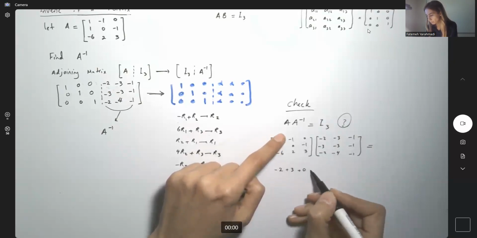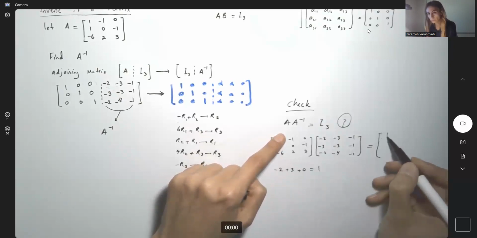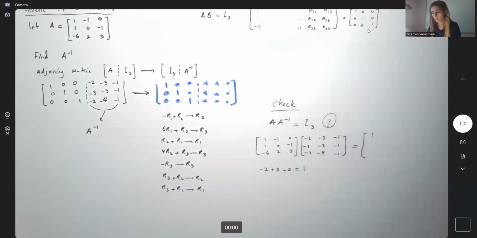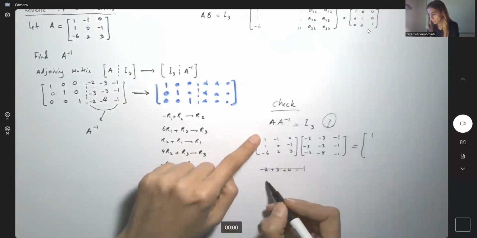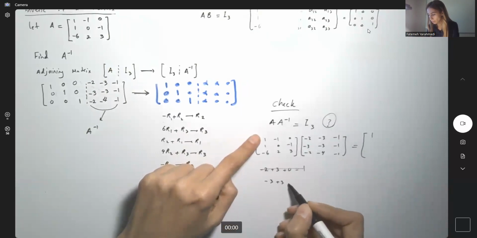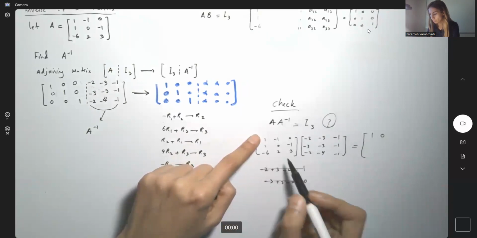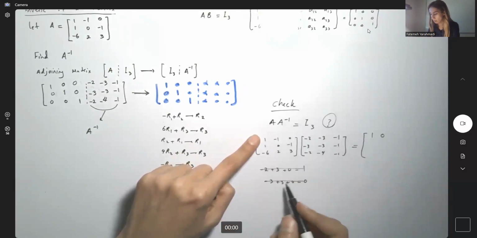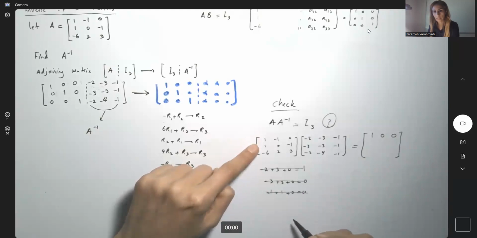Let's see. The first row, the first column: you have -2, so let me write down everything, -2, and then 3 and 0, this is 1. So far so good. This is my 1. The first row by the second column, -3 plus 3 plus 0 is 0. And now the first row by the last column. Here you get -1 plus 1 plus 0, which is 0. So far so good.